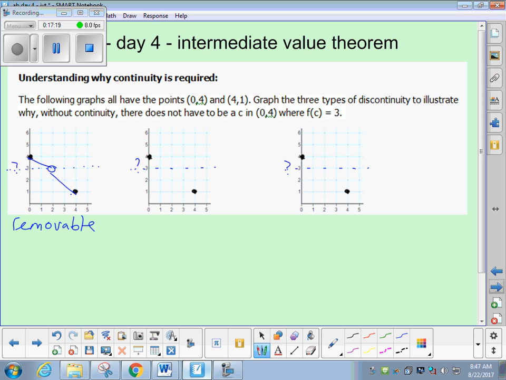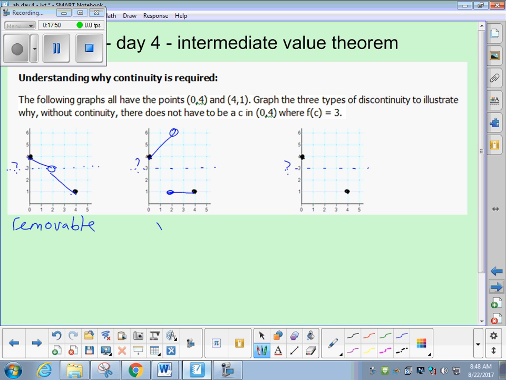So how about jump? Think piecewise. When you do a jump discontinuity, you're thinking pieces that don't meet. So what kind of pieces could I draw so that it never passes through 3? Maybe from this one we could go up, okay? And maybe somewhere down here we have that. Now do you agree that that never passes through a y of 3? Okay? What's the other type of discontinuity?